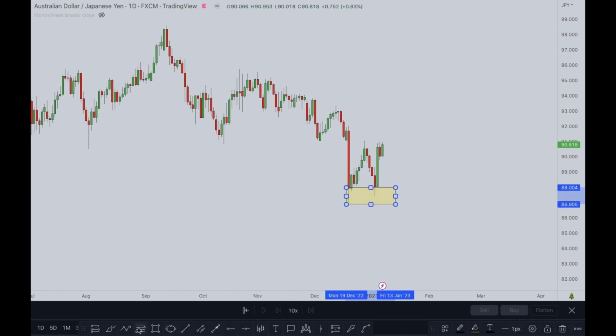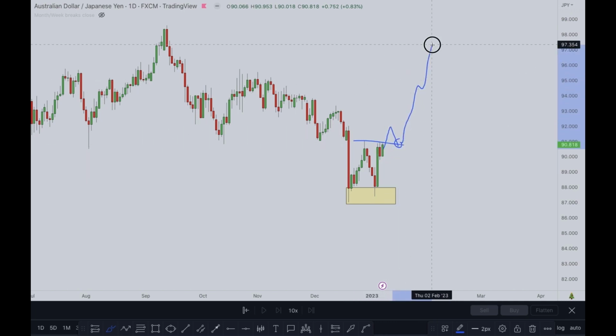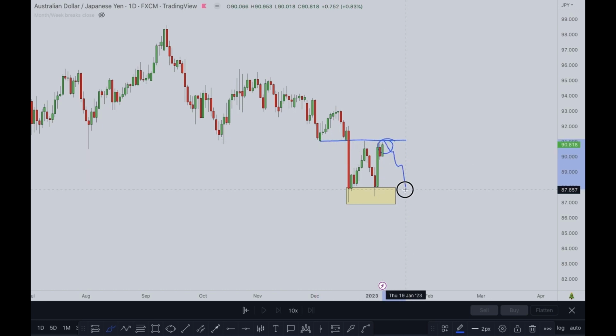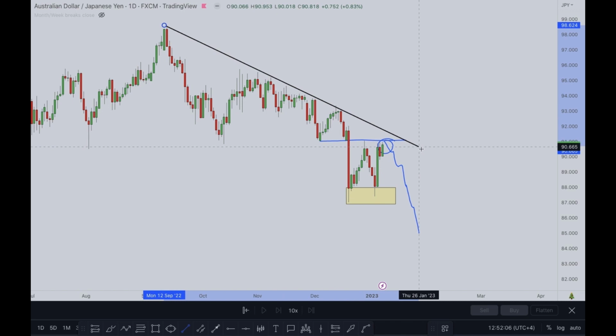With this pattern, once we break this neckline right here, we'll be looking for a retest and then expect price to push to the upside, right? So this will be something that we'll be looking for if this high gets broken. But if it doesn't, this will still be our area of value where price can possibly reverse to the downside and continue its prior trend to the downside.